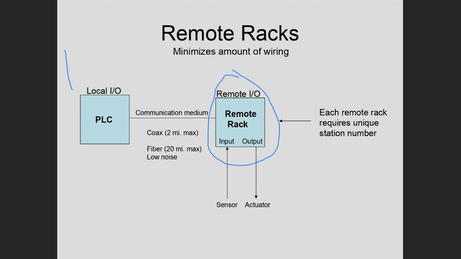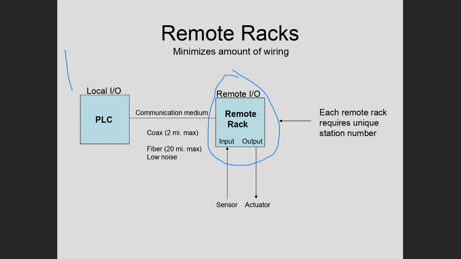So you have to have some kind of communication medium. And there are mainly 3 communication media that we use with PLCs. The 2 most common are coaxial cable and fiber cable, or fiber optic cable. I'm sure you've heard of both of those.